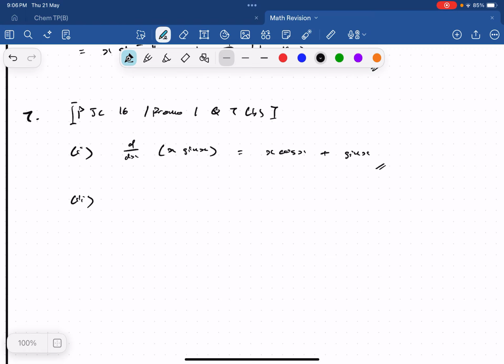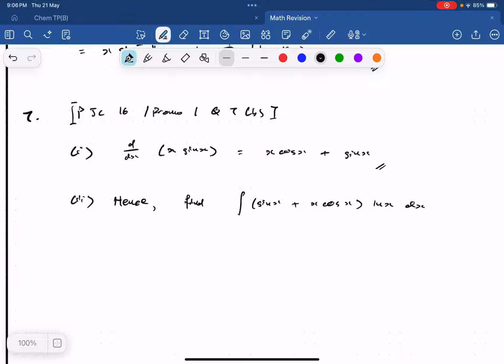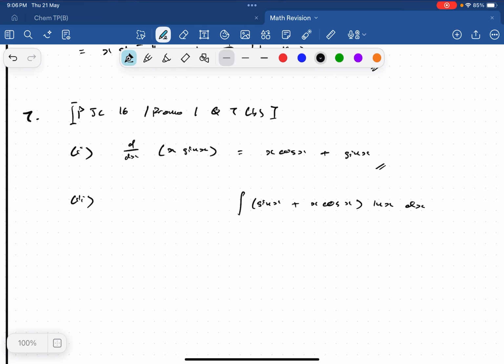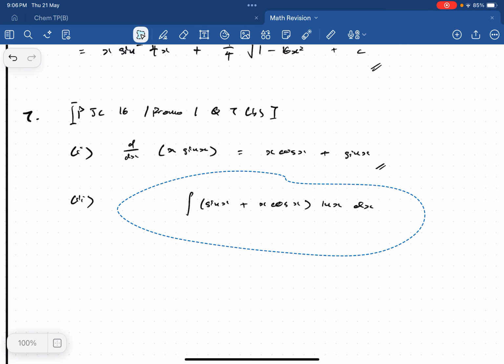Okay, and then they say hence. So you need to use this result. Find the following abomination of an integral. It's really long, hang on. Let me copy it out. So, it looks very, very scary. But actually, they originally only gave this question 3 marks. Why? Because they asked you to hence, right? So this makes it a lot easier.